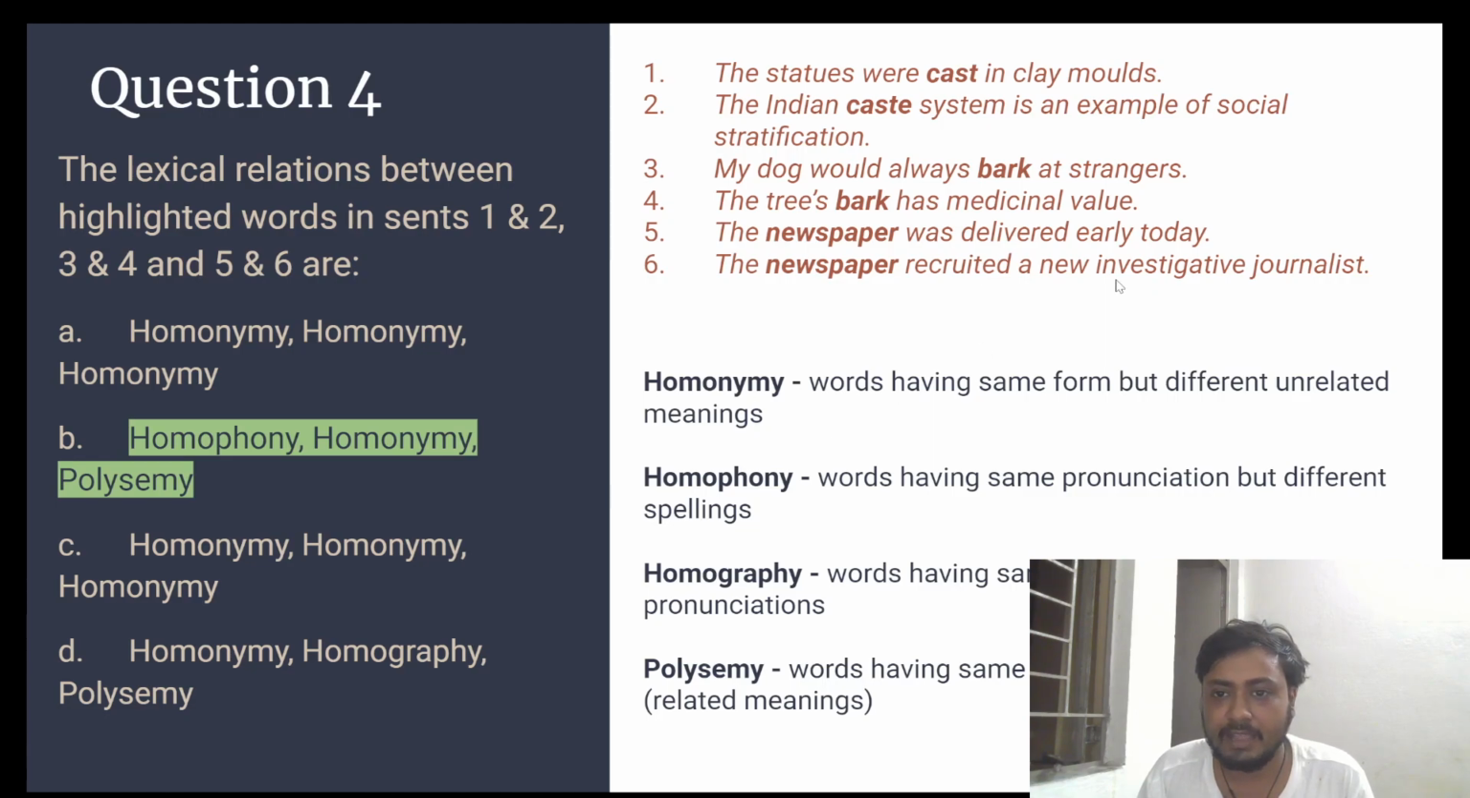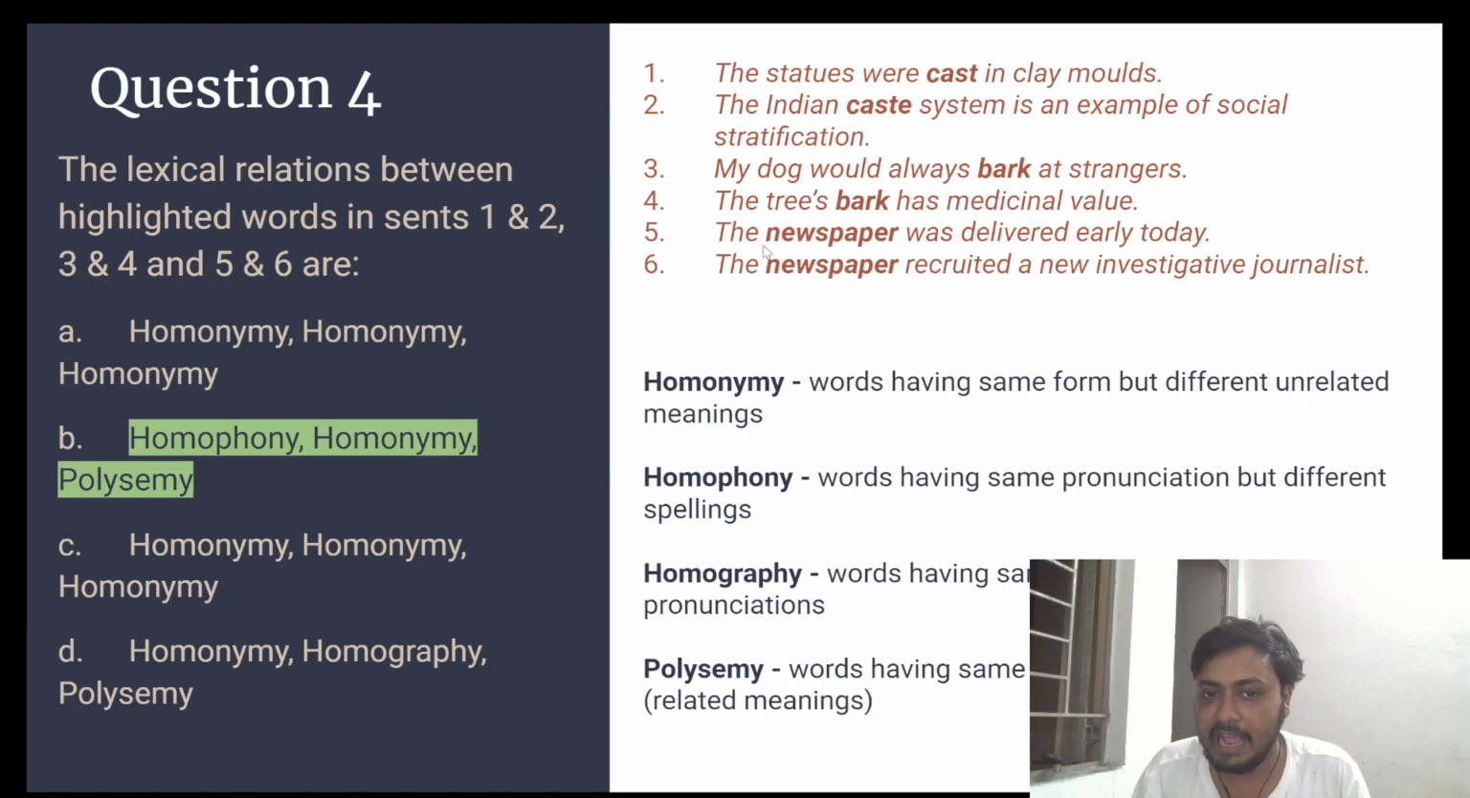Okay, let's look at 3 and 4. Both are bark. They are written the same and pronounced the same, but they have different meanings which are completely different. So, like tree's bark and dog barking, they are completely different things, right? Because they have the same form, which is the same spelling and same pronunciation, it must be either homonymy or polysemy. But because the meanings are completely different, this is homonymy.